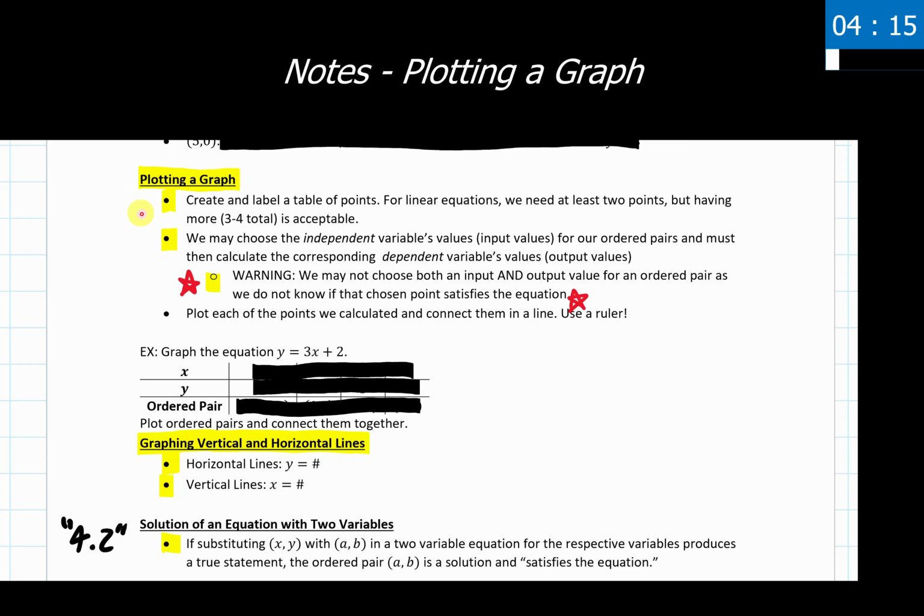And when we have all of those nailed down on the tests, I do not care which of the methods you would like to use. Pick one and then you commit to that. So for the 4.1 and 4.2 stuff, here's what our method's going to be. We are going to create and label a table of points, kind of like what we see down here. Here's our x values, here's our y values, and then here's our ordered pair, everything written together as a single point. For linear equations, which is what we are going to be working with, we need at least 2 points or ordered pairs, but if we have more than that, like 3 or 4, that is also perfectly acceptable.